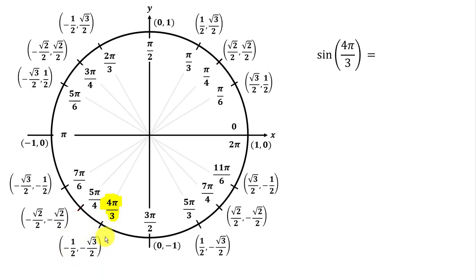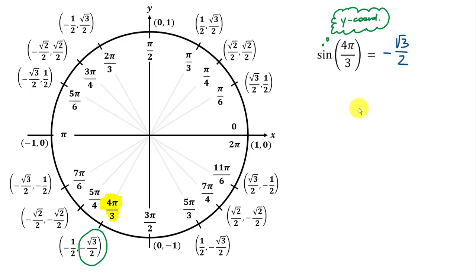Well, we're interested to find sine, and we know that sine corresponds to the y-coordinate of the point. And that means that sine of 4 pi over 3 equals negative square root of 3 over 2. So this is how quickly we can determine the answer in this case.